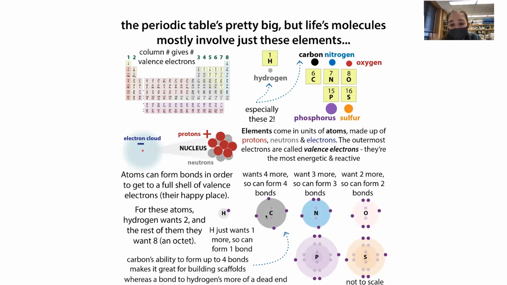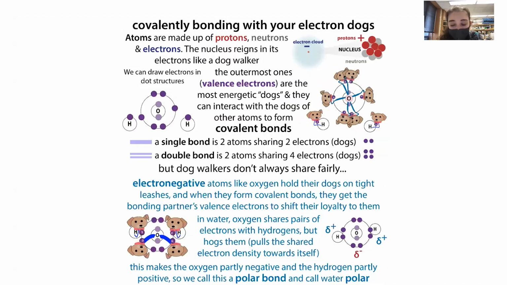For reasons outside the scope of this post, atoms are going to want to have a full outer shell of electrons. And they can get this full outer shell by forming bonds. They can share a single pair of electrons for a single bond, or two pairs for a double bond. This is how they can fulfill their shells.